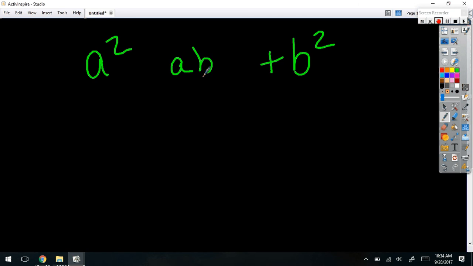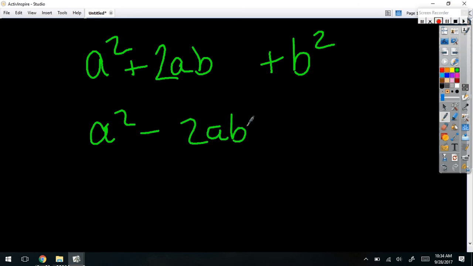Let me give it to you variable-wise and see if it makes more sense. If these two ends are perfect squares, okay, I get that. And then if you take the square root of each of those, the square root of a squared is what? A. The square root of b squared is what? If you double it, whatever this is, or it can be minus, those are perfect square trinomials.